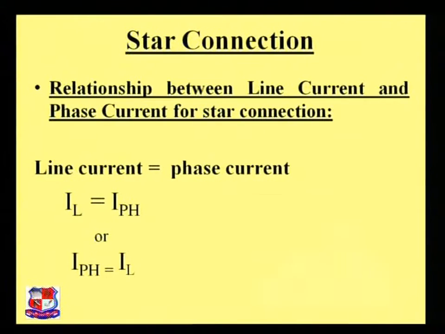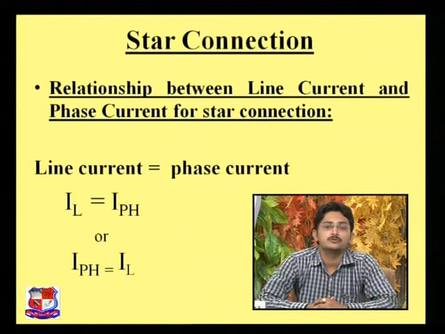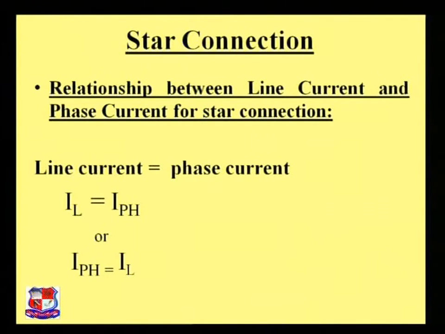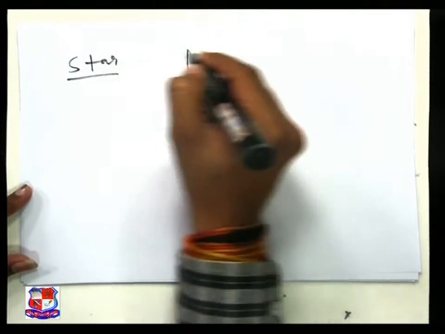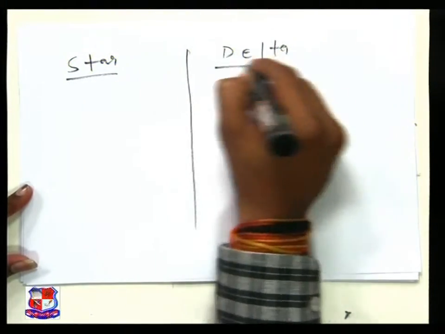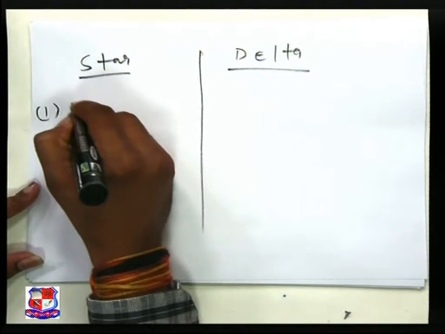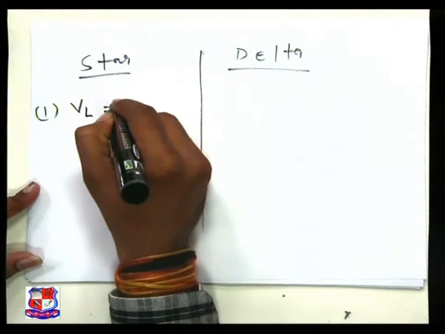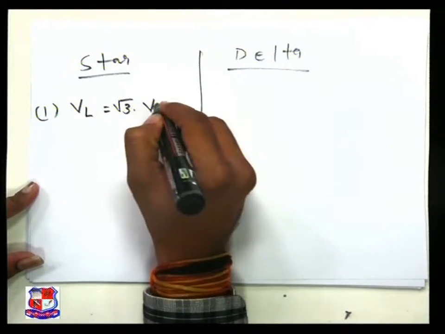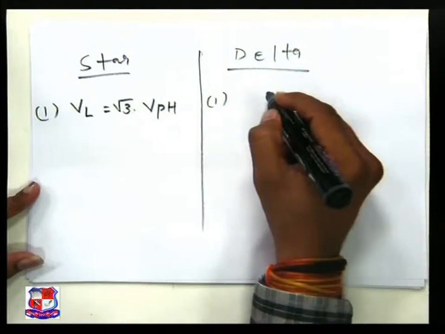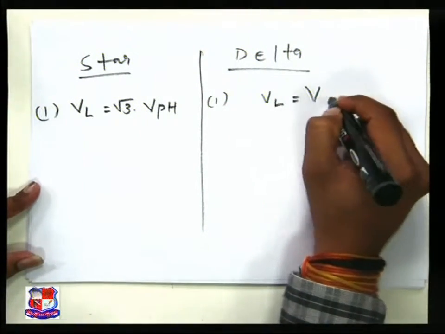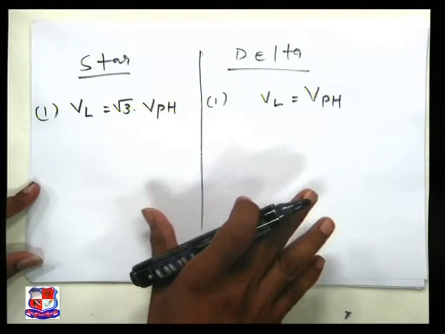In a star connection, the line current IL equals the phase current IPH, or IPH equals IL. Friend, here I am just giving you one difference of star and delta. First, VL equals root 3 times VPH in a star connection, whereas VL equals VPH in a delta connection.